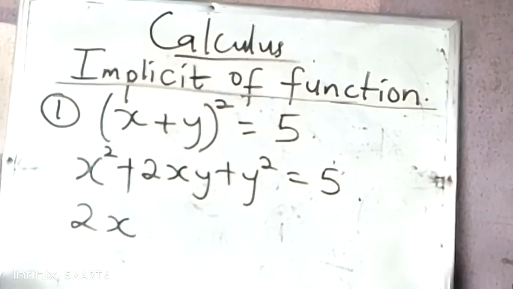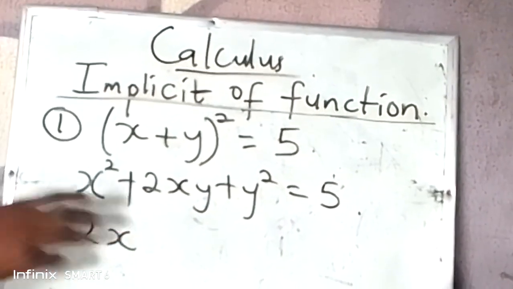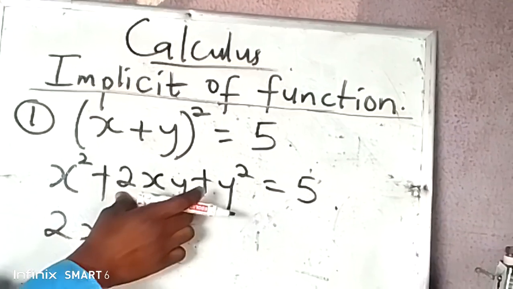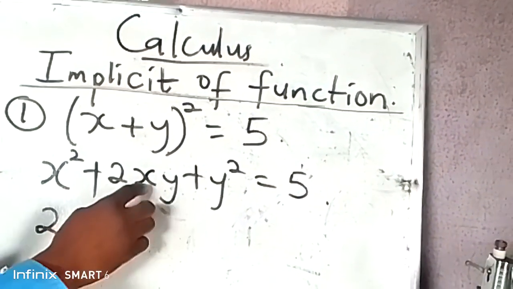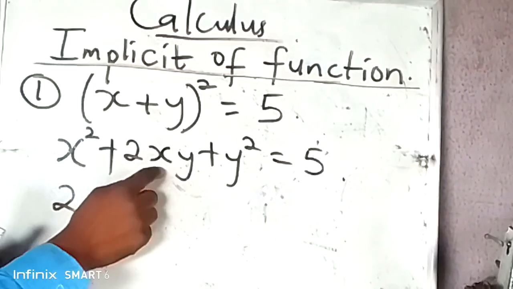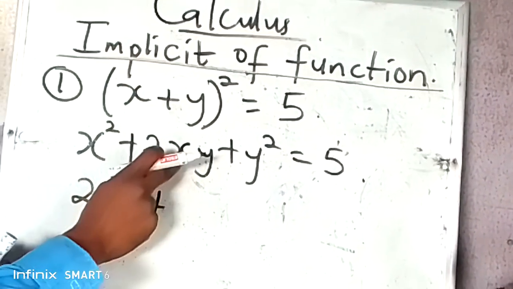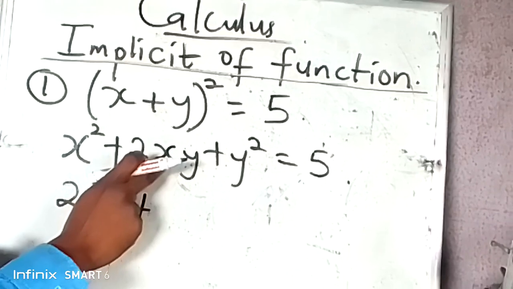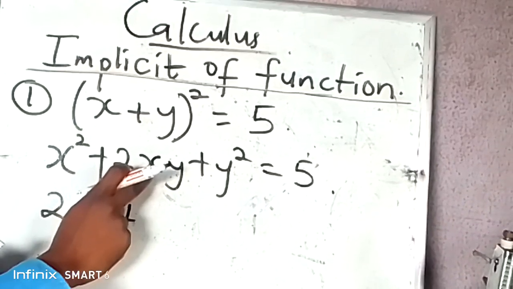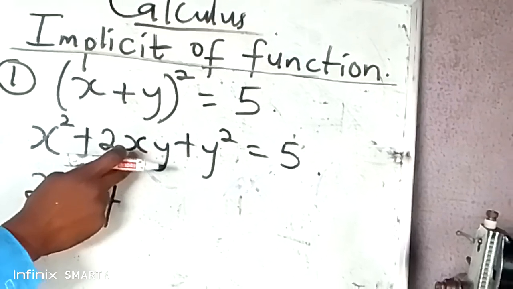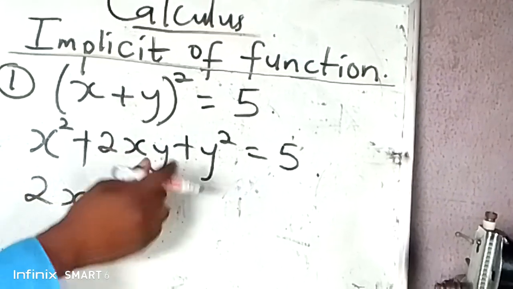Now in implicit functions, anytime you differentiate x, you will not write dy dx at the back. Now plus. Look at this one. This one involves x and y, so you differentiate x and you differentiate y separately. When I differentiate x, what is the differentiation of x? That is 1. When I differentiate x here, that is 1. So I'm going to have 2y left.